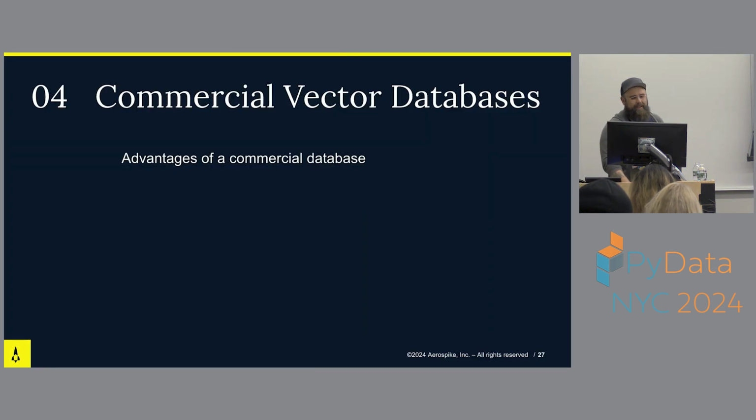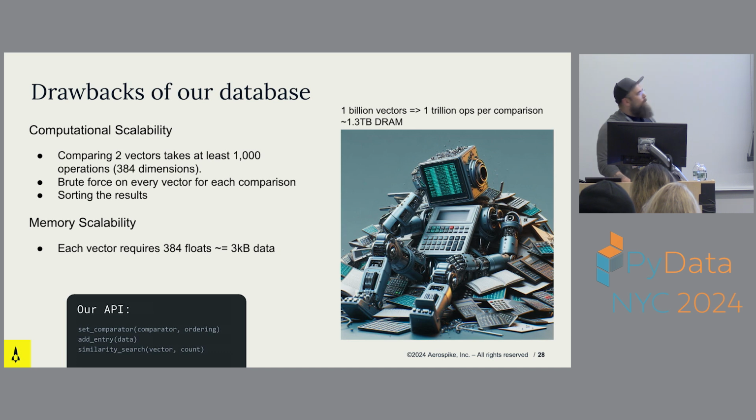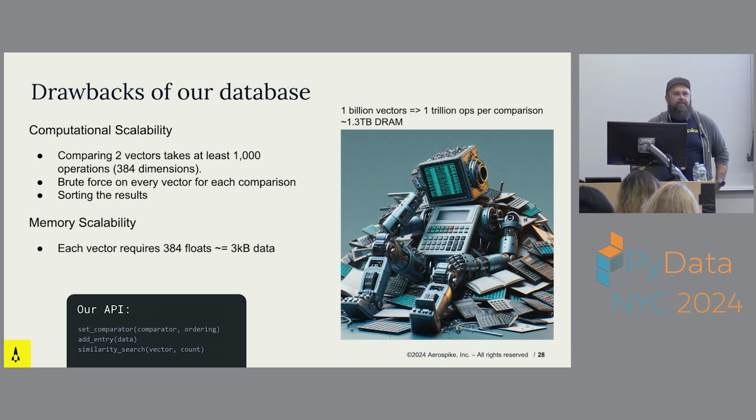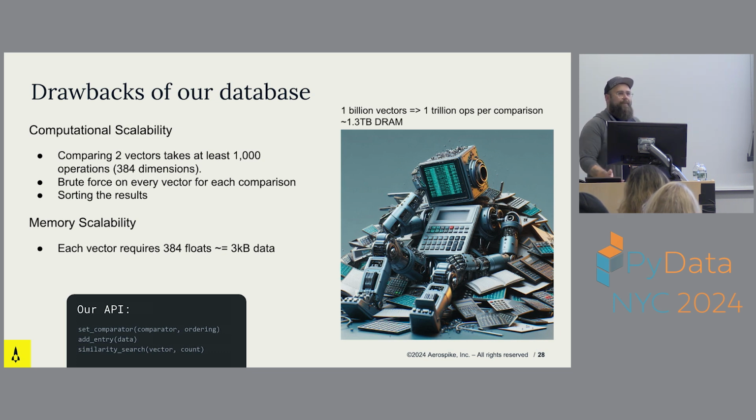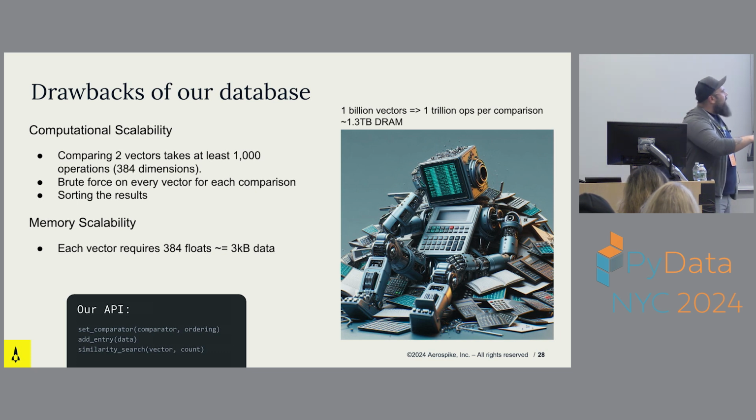Cool. All right, so let's talk commercial vector databases. What are some of the drawbacks of the database that we just created here? Well, if we were working in 384 dimensions, it's about 1,000 operations just to compare two vectors. We had 53 in there, and we brute forced every single one of those to get the top 5. If you were to expand up to 1 billion vectors, that's a lot of brute forcing. That doesn't scale very well.